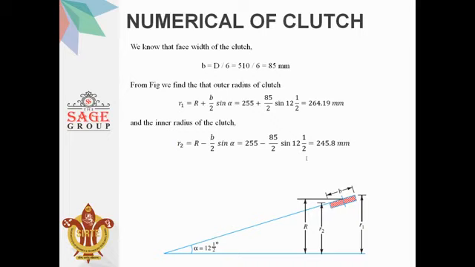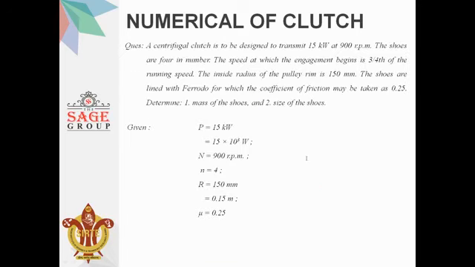mm. So with this we have identified the principal dimensions of the cone clutch. So here the numerical is completed. Now moving further, we will see the numerical based on the centrifugal clutch.